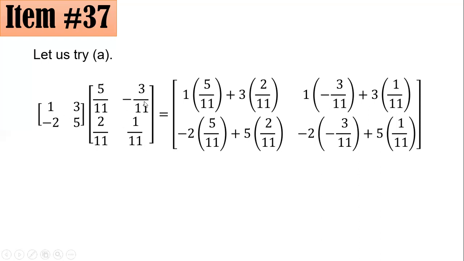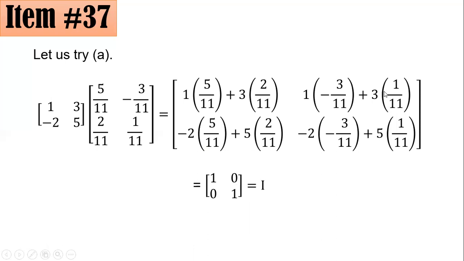Next one, first row of the first, second column of the second: 1 times -3/11 plus 3 times 1/11 here. And lastly, second row of the first, second column of the second: -2 times -3/11 plus 5 times 1/11. If you could see, this is 5/11 plus 6/11, which is 11 over 11 or 1. This other one will become -10/11 plus 10/11, so that becomes 0 over 11 or 0.